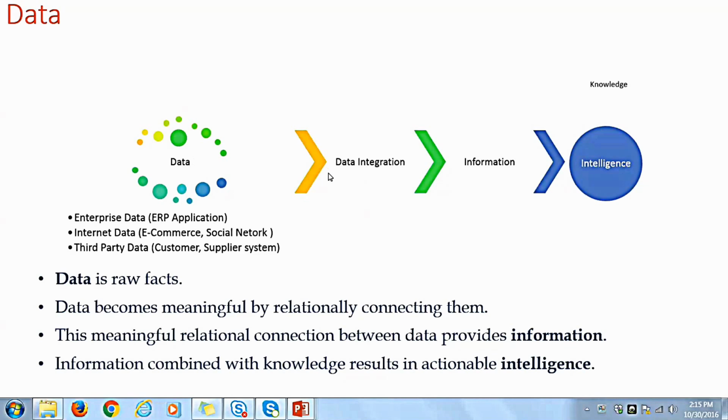The figure in this slide shows the flow of information from raw facts to intelligence. Data integration is a very critical component in this flow. Data integration plays a critical role in connecting data, which is the raw facts, and deriving information out of it.